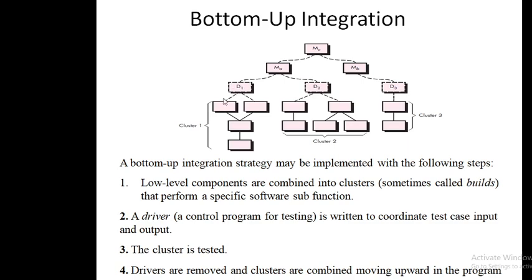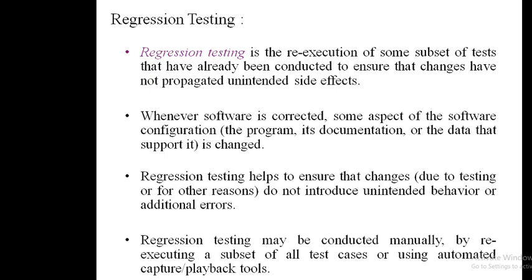So after the clusters are tested, the drivers are removed and these clusters are combined with the upper main program, and the same concept is repeated again, and the components are connected or integrated up to the uppermost components. In this manner, integration takes place from bottom to top. So these are the two approaches in integration testing. The other concepts in integration testing are regression testing and smoke testing.